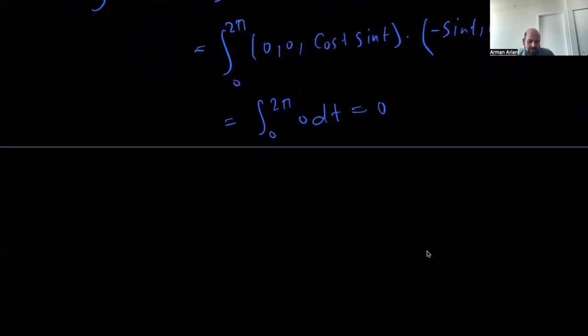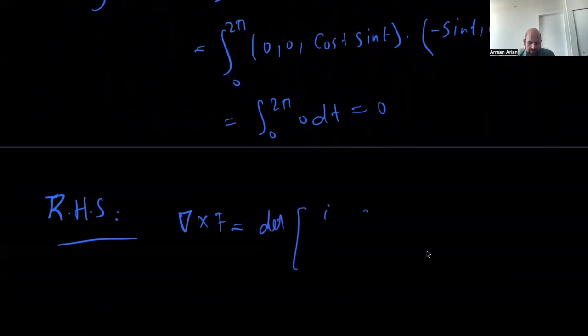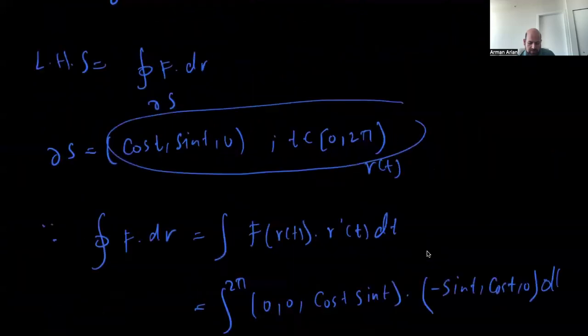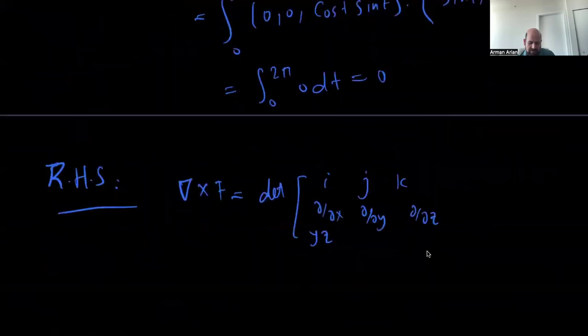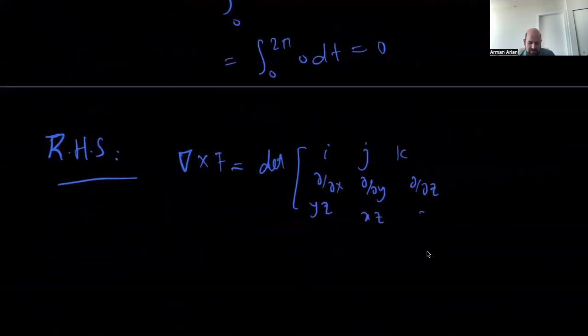What about the right-hand side? We expect the right-hand side to also be 0. For the right-hand side of Stokes theorem, we need the curl of F. So let's calculate the curl of F. This would be the determinant with i, j, k, then the del operator d/dx, d/dy, d/dz, and F was, if you remember, yz, xz, and xy.